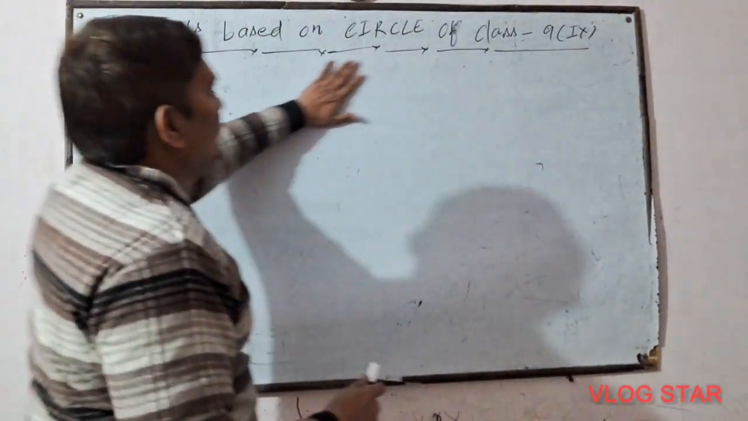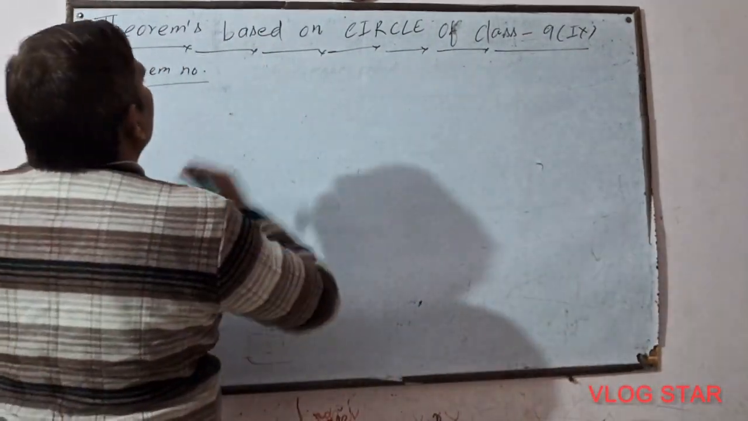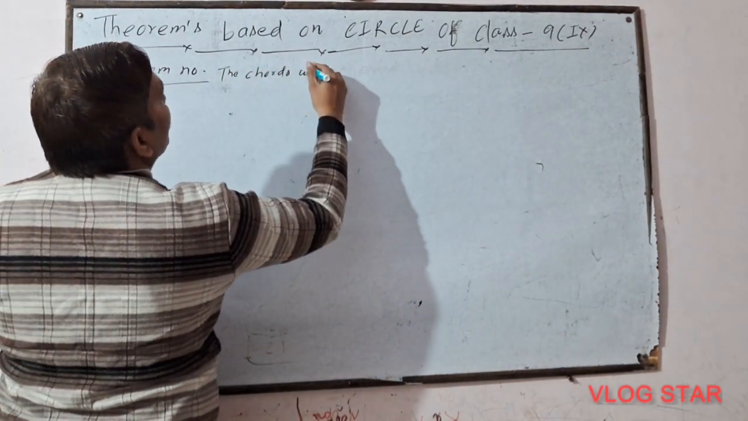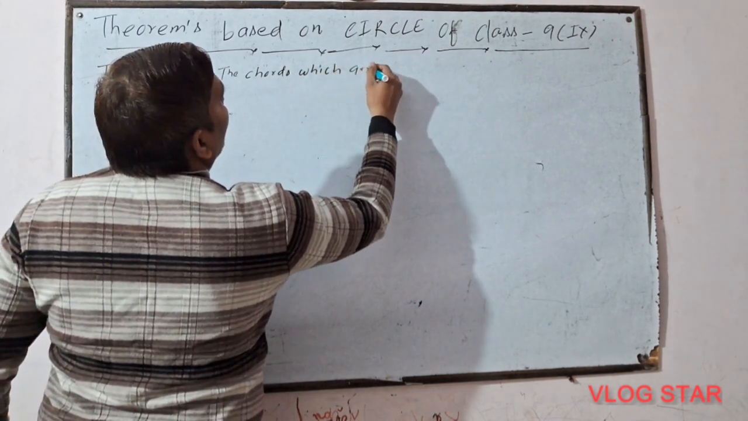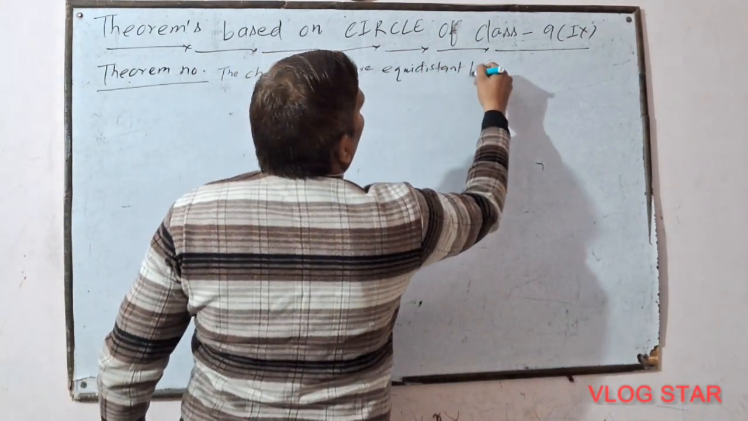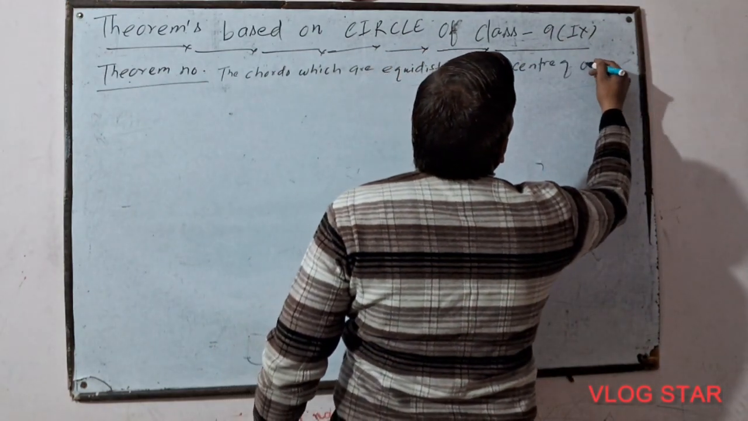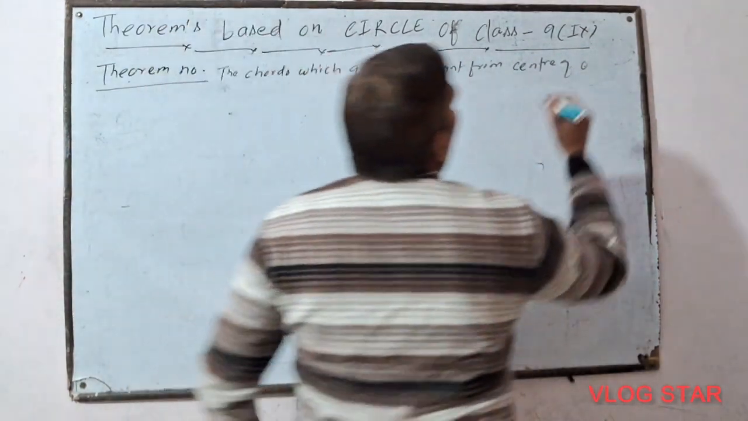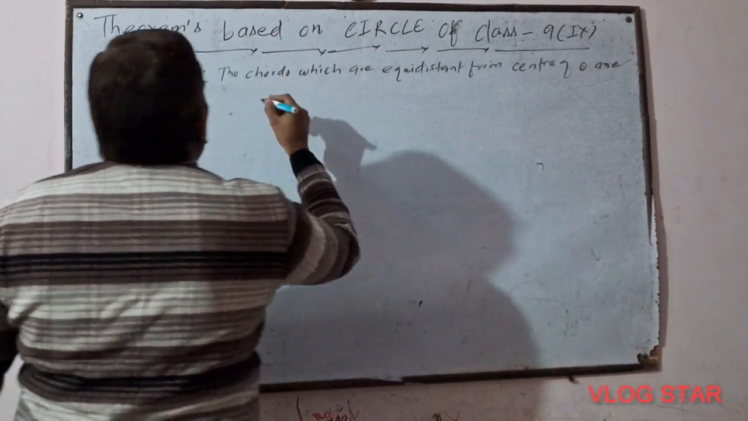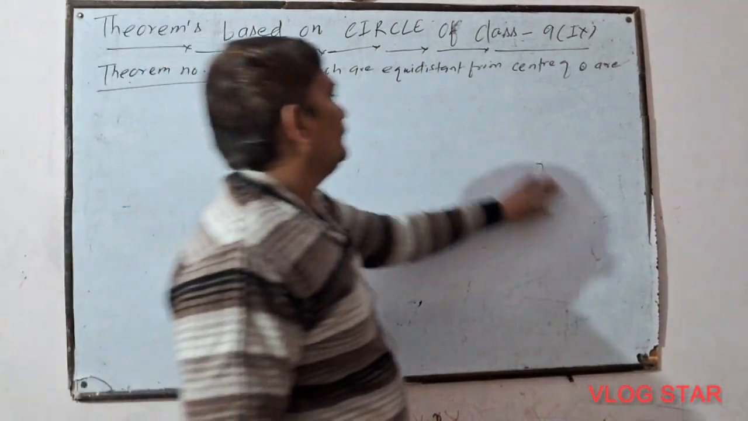See, I am writing the statement. See, the chords which are equidistant from center of circle are equal. Now just see. First we will see what.